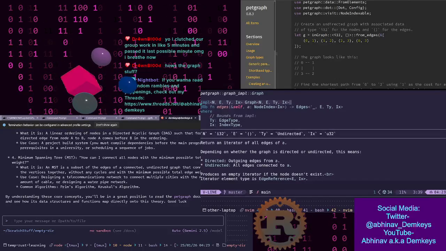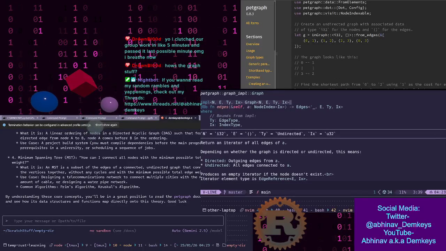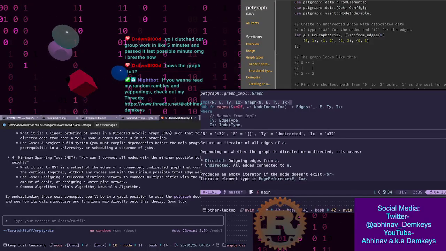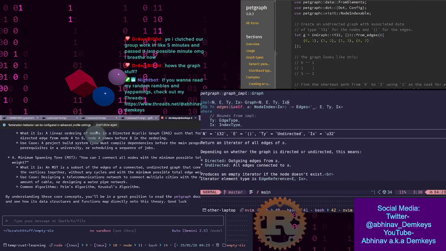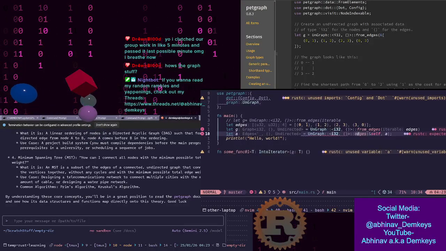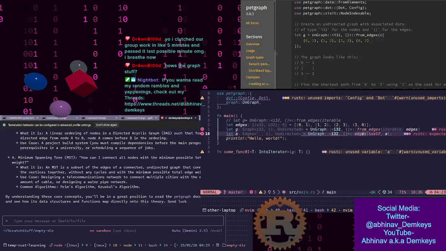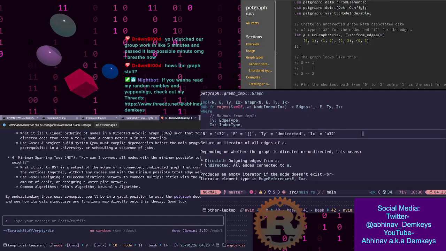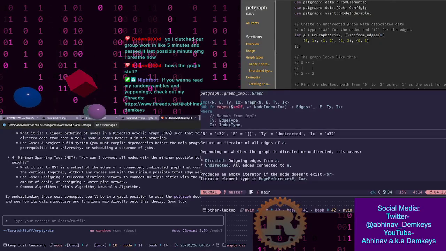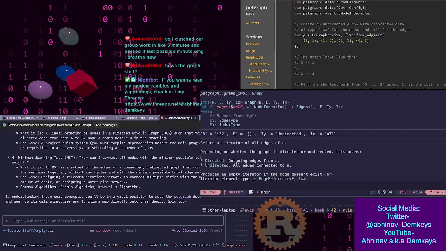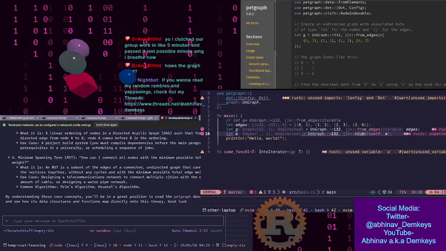is it a graph struct or a graph trait? I think it's a graph struct. I think so. Hold on. What does this return? This returns edges. This returns edges. Oh, you know what? Wait, why is this edges different? Oh, it's supposed to be from edges.